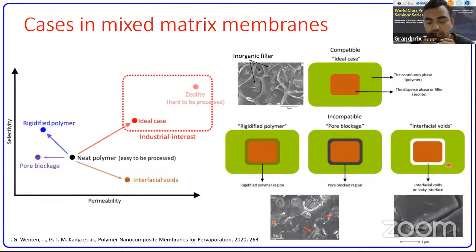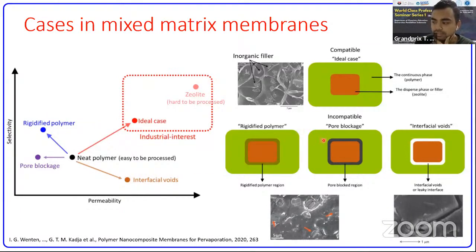They are compatible. But often we have incompatible cases in which, for example here, there will be interfacial voids. There will be empty spaces, empty voids, between or within the interface of the zeolite or inorganic fillers and the polymers. What is the disadvantage of this case? As you can see here, the permeability will increase, of course, because we have such gigantic voids, but the selectivity will be damaged. It will be significantly reduced because we have such a big hole within the interface.